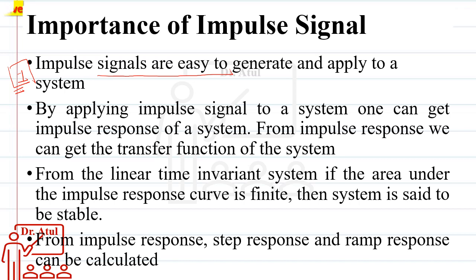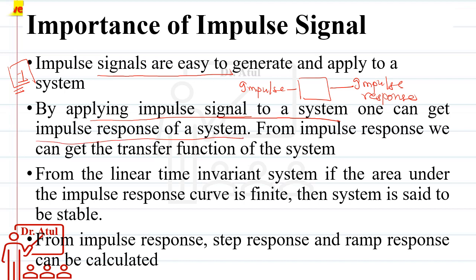And the second one is, by applying an impulse signal to a system, we get the impulse response. When an impulse is applied to a system, then the response is the impulse response. If you apply any other signal, then the response will correspond to that signal only. So we get the impulse response, and the impulse response actually represents the transfer function of the system. So it is very easy to calculate the transfer function of the system from the impulse signal.